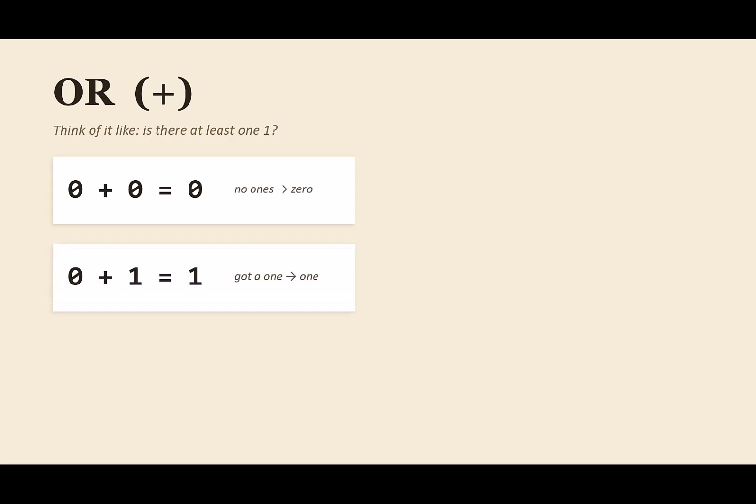Let's take a look at how we use or. You want to think of, is there at least one 1? If I have 0 plus 0, we get 0. There are no 1's, so I stay with the value of 0. When I have 0 plus 1, I get 1. Just like when I have 1 plus 0, I get 1. These three rules should look fine. They look like our regular arithmetic that we've been doing for years.